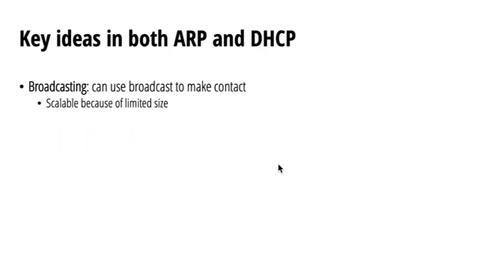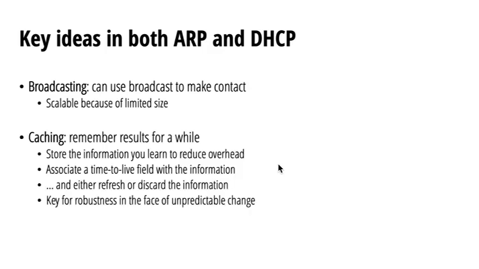So key ideas in both ARP and DHCP, we use broadcasting heavily, right? And that's fine. Broadcasting in general doesn't scale, but it's fine here because we'll use it locally. And then we use caching to remember the results. So when you get back the response to an ARP query, you cache that in your ARP table for a while. The same thing with DHCP. Murphy talked about you have a lease. So you get a response, you get your IP address, you hold it for a time that's a lease period. And then periodically you refresh it. If you don't refresh it, the DHCP server takes it back.